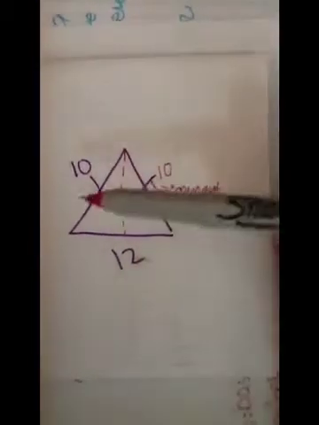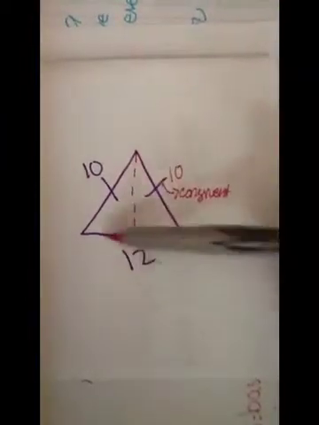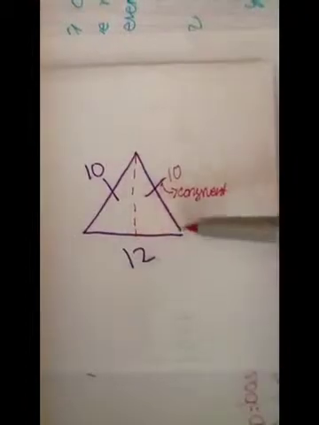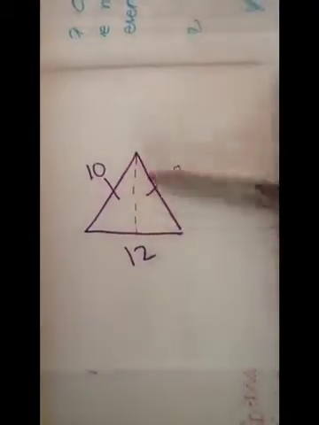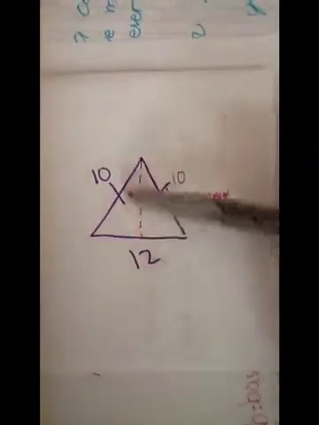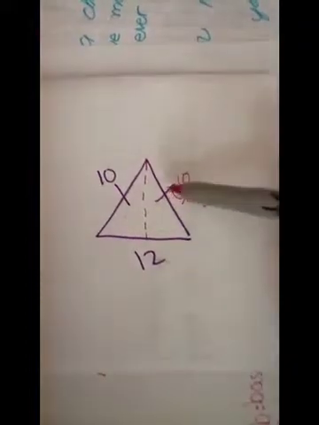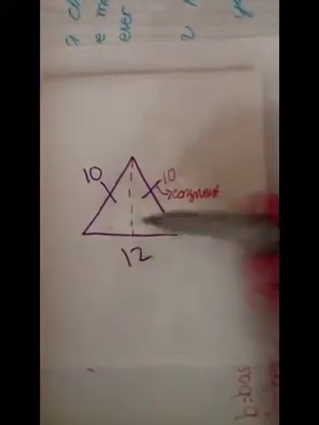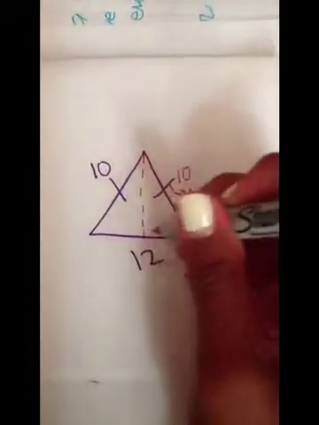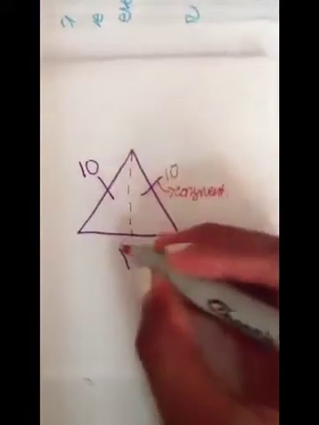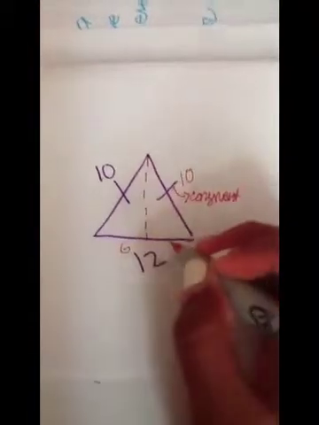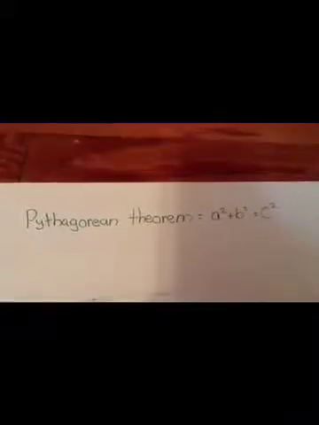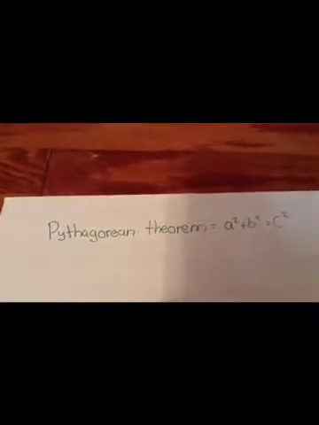Now if you notice, it's splitting this part in half. These are two more or less equal pieces if I drew it right. But you know because these two are congruent. So if it's splitting this in half, both of these sides are 6. 6 and 6.